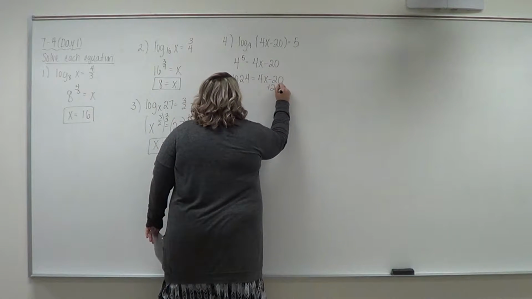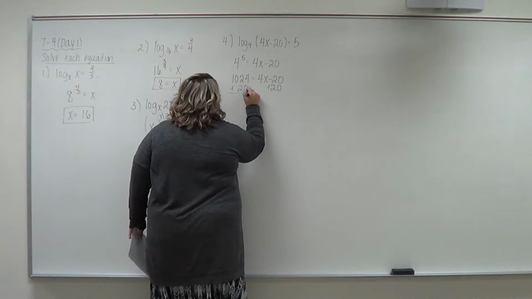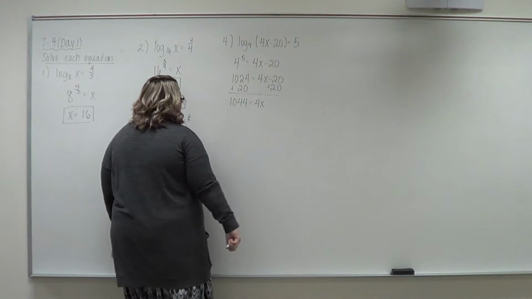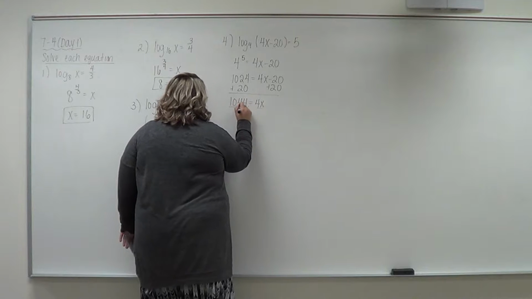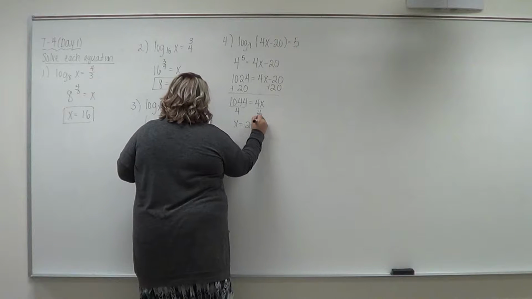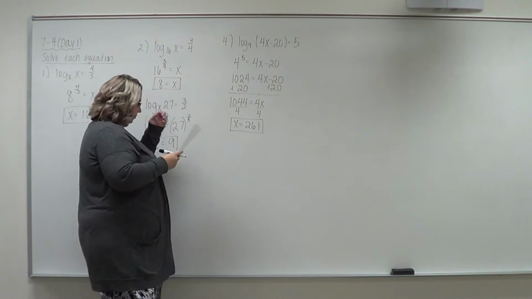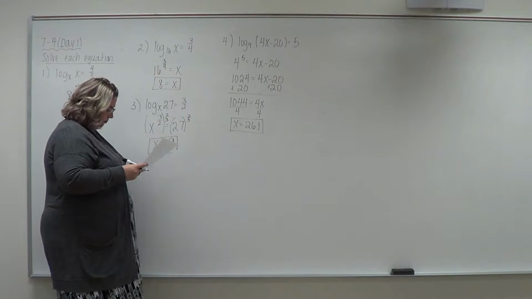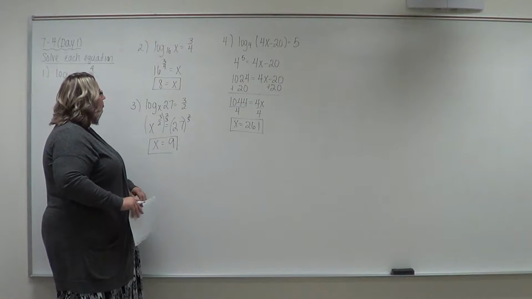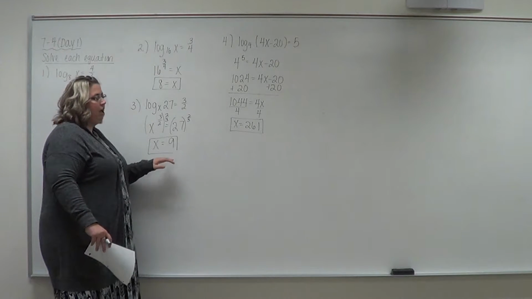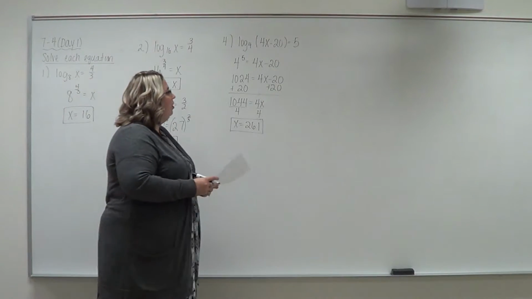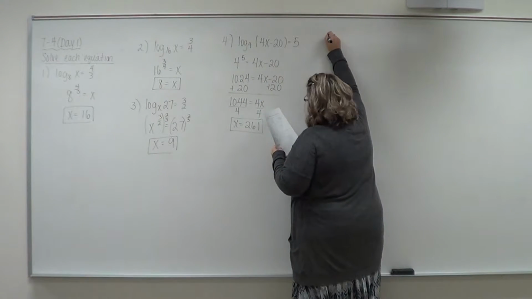Then I would add 20 to both sides. So I have 1044 equals 4x. Divide by 4. x equals 261. Okay, so this is just if you have a log on one side. Set it up like an exponential and solve it. Okay, now we're going to talk about what do you do when you have a log on both sides.